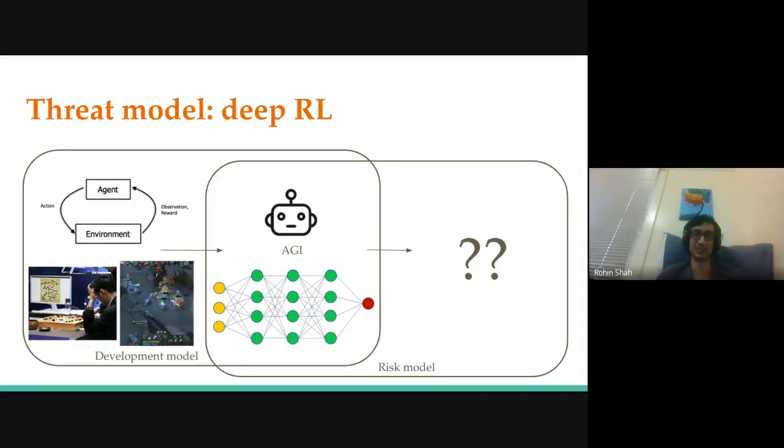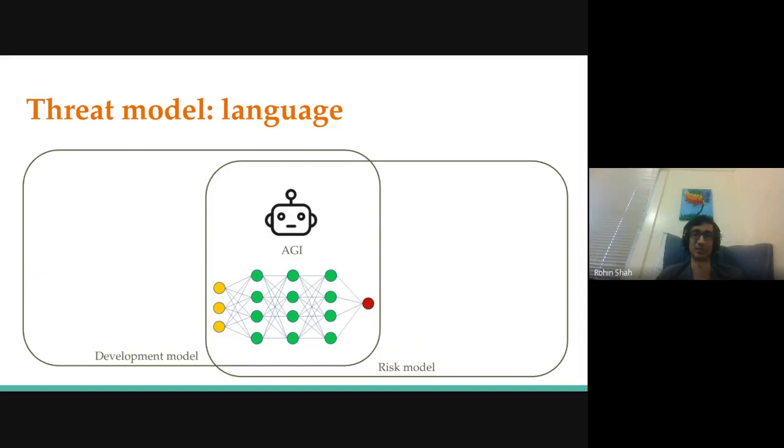Another threat model that people have come up with recently for neural networks is language. There's been a lot of hype around, well, I say hype, I don't mean that in a negative way. There's been a lot of interest generated by GPT-3 because it is a legitimately powerful and interesting system.